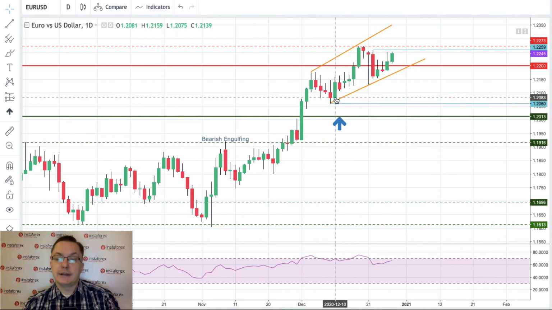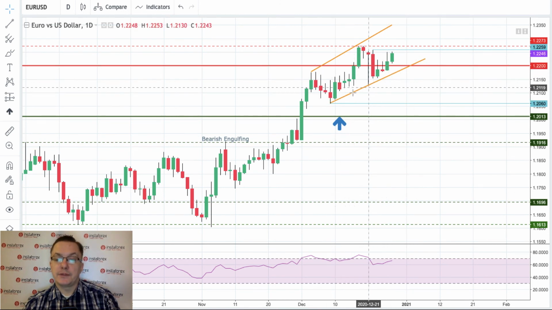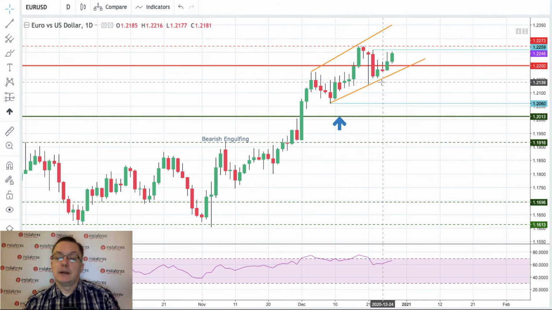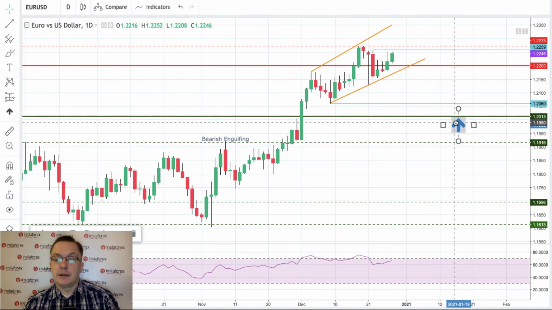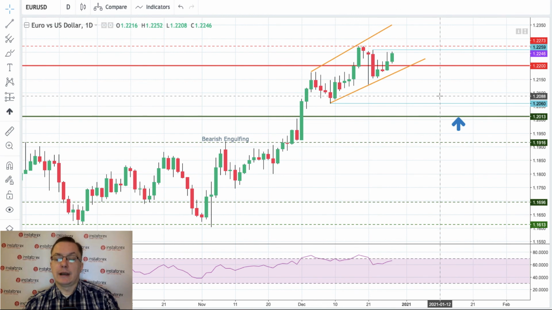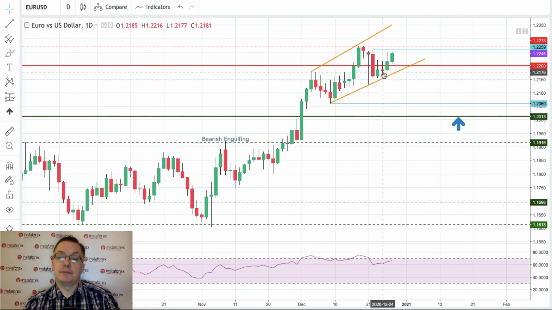The other thing is, as long as we trade above this short-term trend line or the lower wedge line, the outlook is still positive, and the key technical levels, the first one is 1.2060 and the second one is 1.2013. So I have marked this with my big blue candle. So the outlook for the euro dollar is still positive.